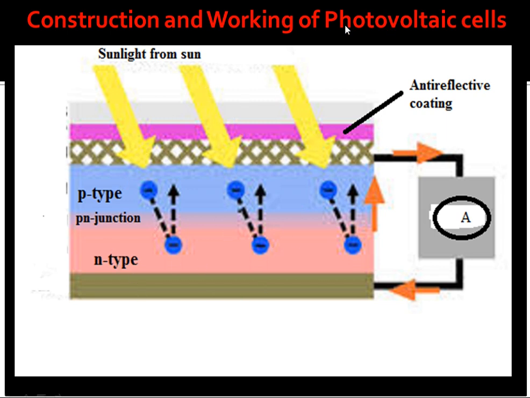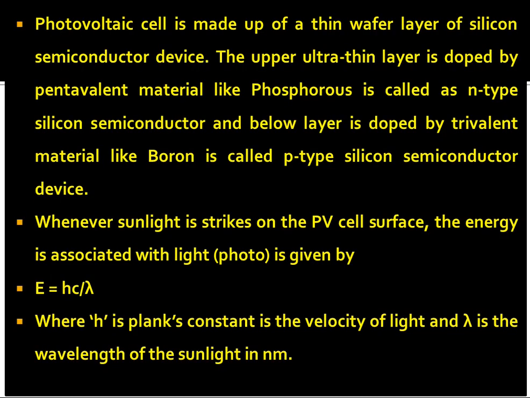This cell is called a photovoltaic cell. By using this cell, light is converted into electricity or voltage. This is the construction and working of the photovoltaic cell. I'll go through the sentences again. A photovoltaic cell is made up of a thin wafer layer of silicon semiconductor device. The upper ultra thin layer is doped by a material like phosphorus.